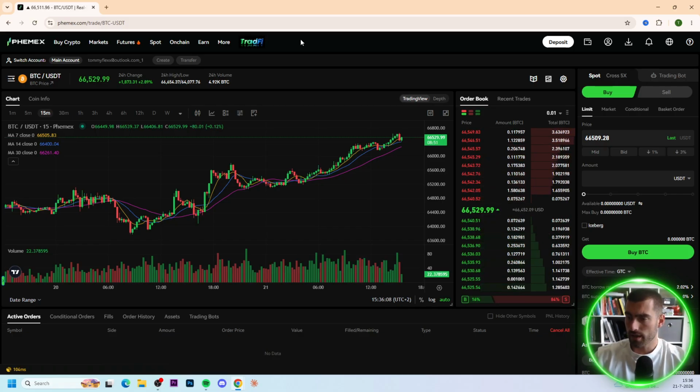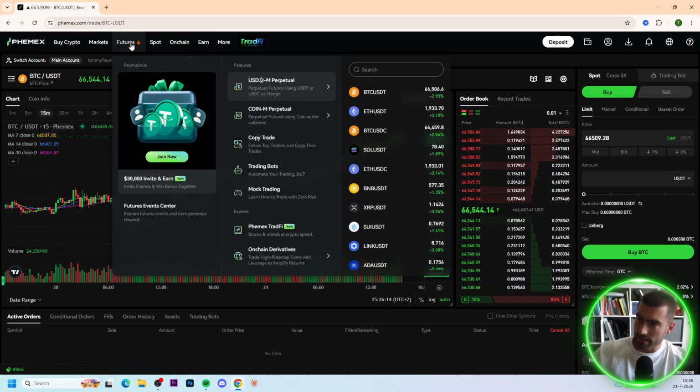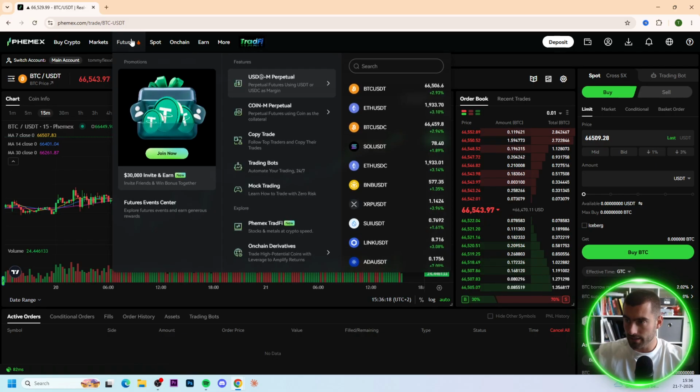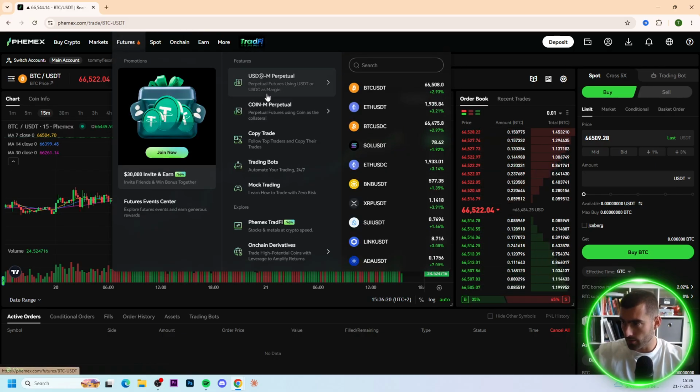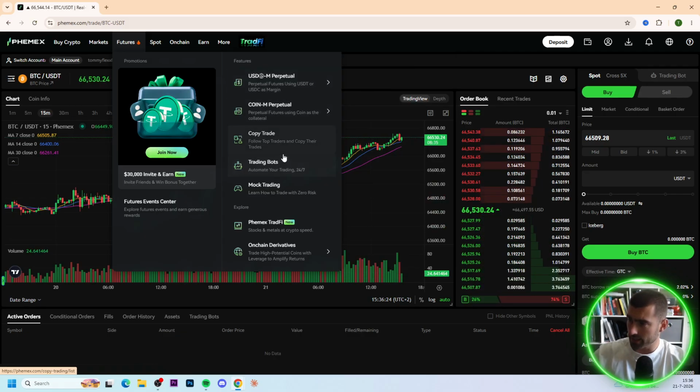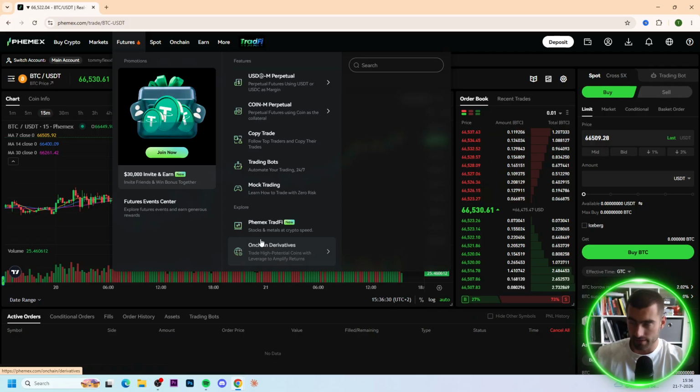So if you want to trade futures on Phemex, it's not that difficult because you can already see it right here. It's standing there, but you need to know where to find it, because if you go right here to futures, you will find perpetuals for coins, copy trading, trading bots, and mock trading. You also find Phemex TradFi and on-chain derivatives.